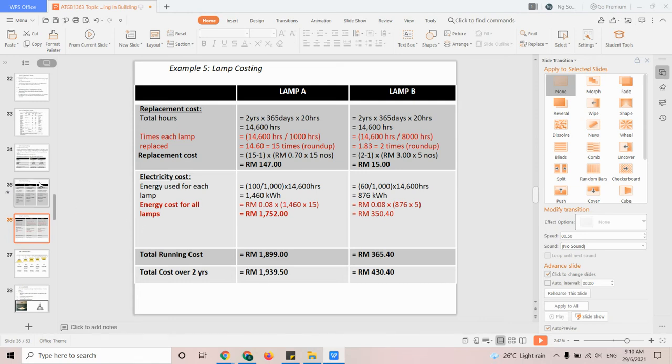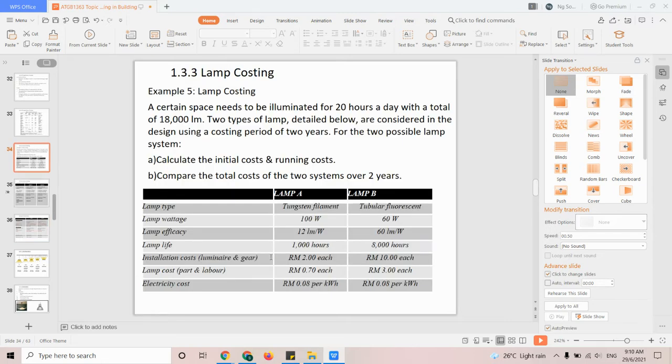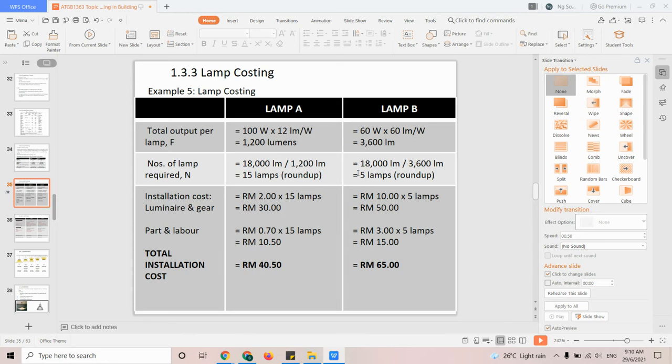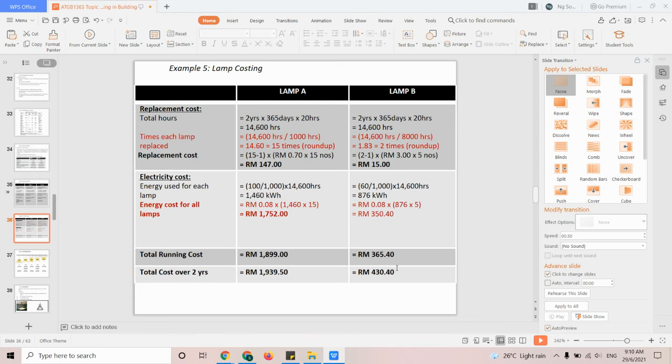Okay, so for this question, once you have done lamp A, then you have to do lamp B. So you repeat the same steps again, but with their specific values. And then you end up with, at the end of the day, for lamp B, your running cost is just 430 ringgit, as opposed to close to 2,000 when you're using lamp A.